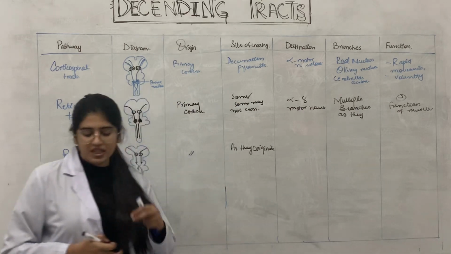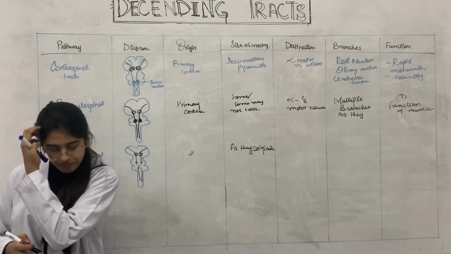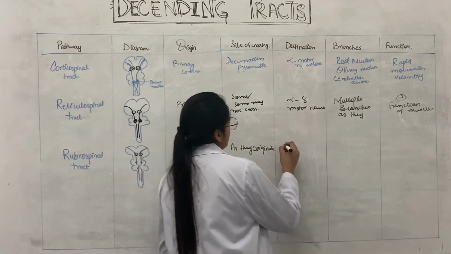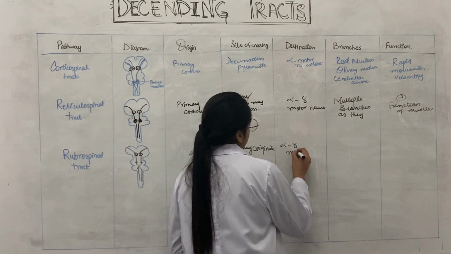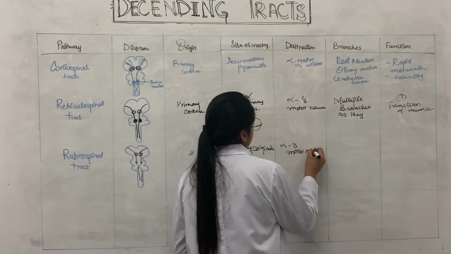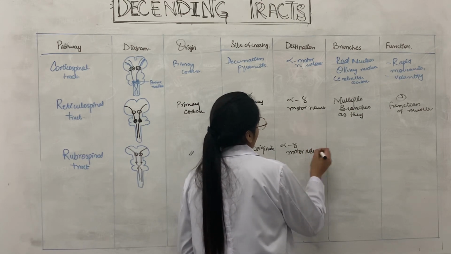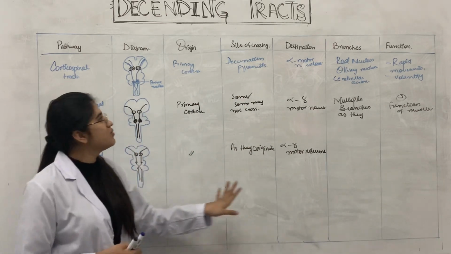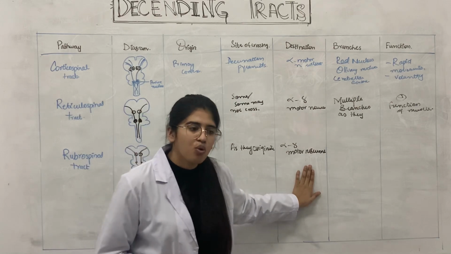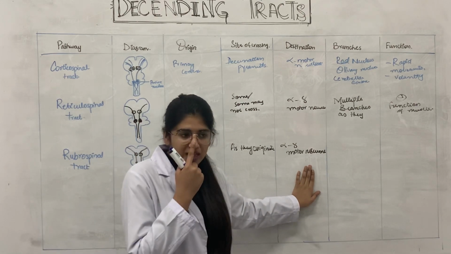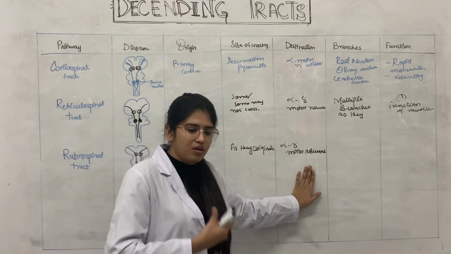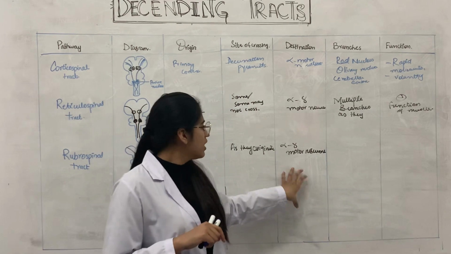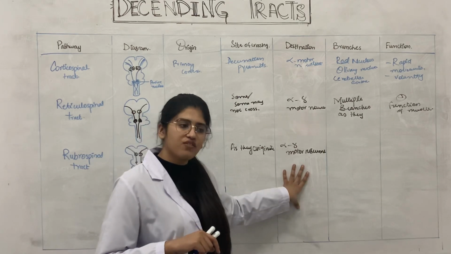Afterwards, what would be the destination? The destination would be the alpha and gamma motor neurons. Actually, the whole of the descending pathways will have a common destination, as the whole of the ascending pathways had a common starting point. They have the final ending point, which is the alpha and gamma motor neurons within the spinal cord.